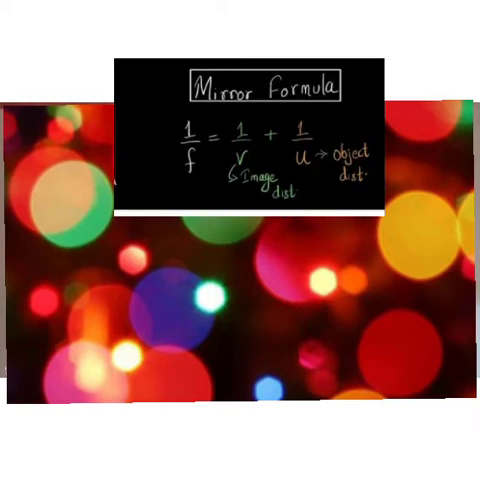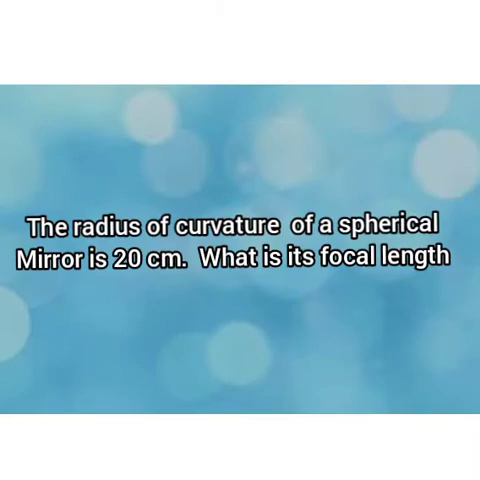First of all, you should remember what we had learned in the previous class. See the first question. First, read the question two times. The radius of curvature of a spherical mirror is 20 centimeter. What is its focal length?